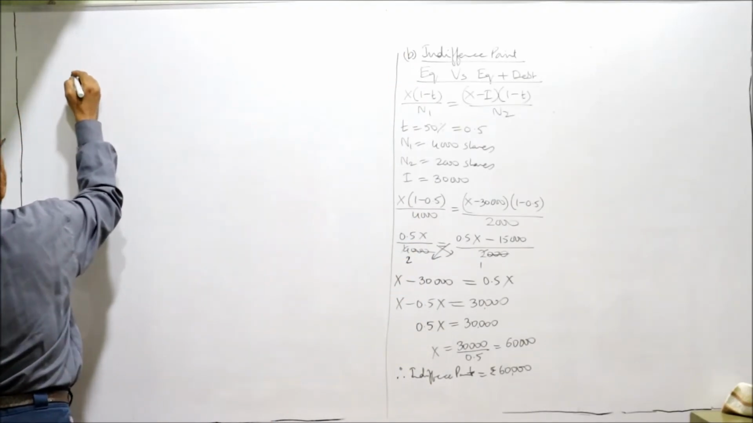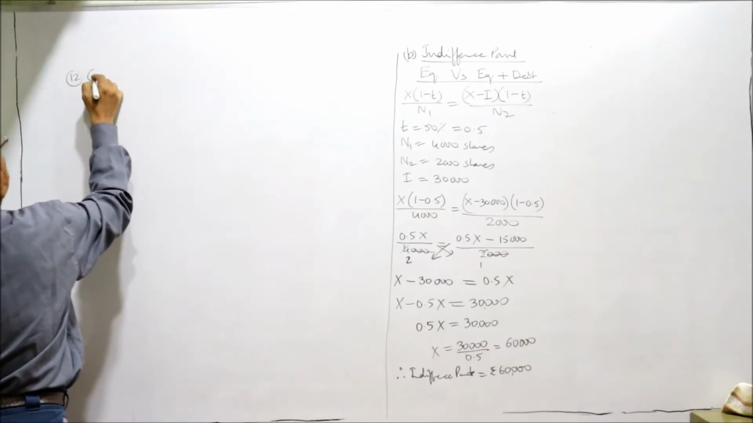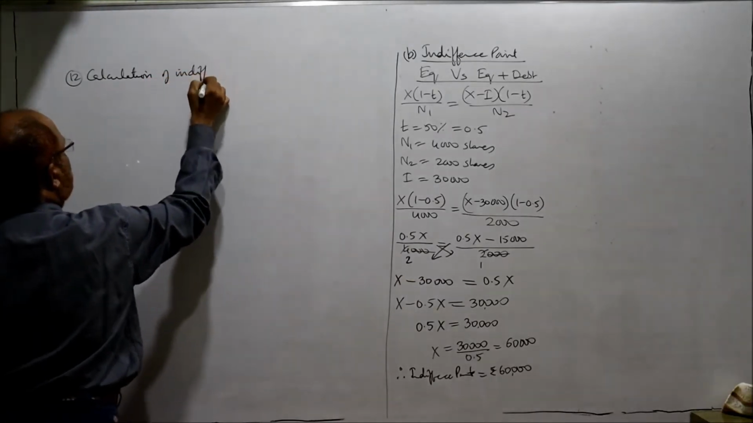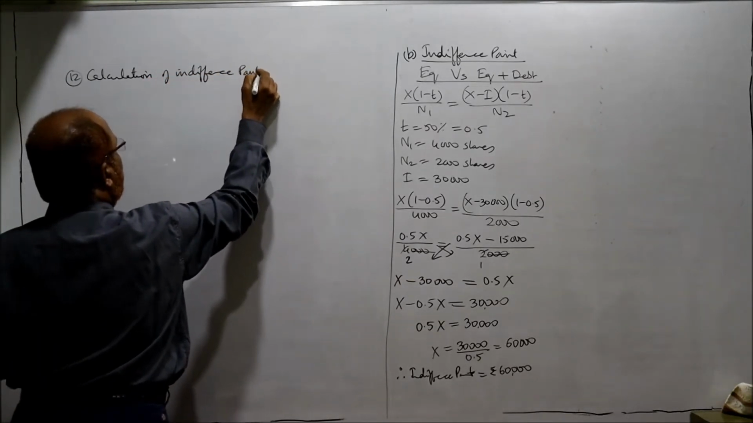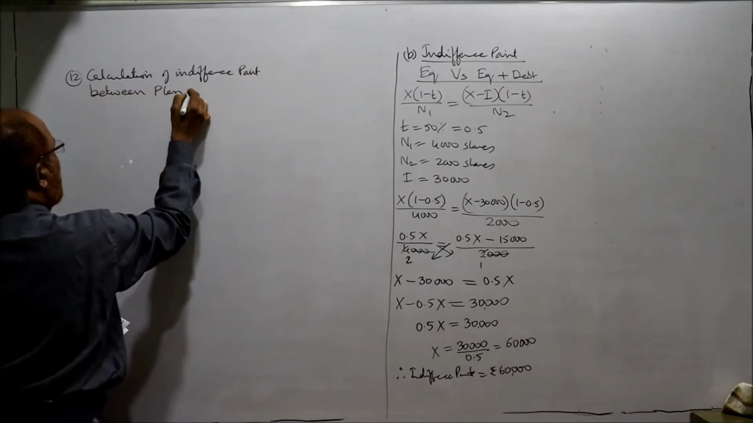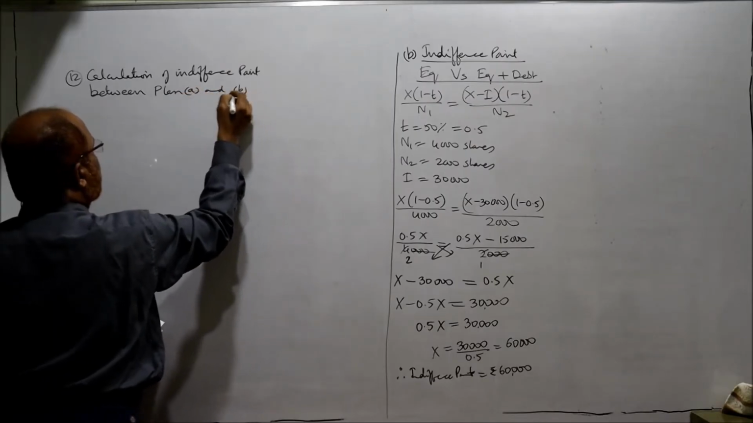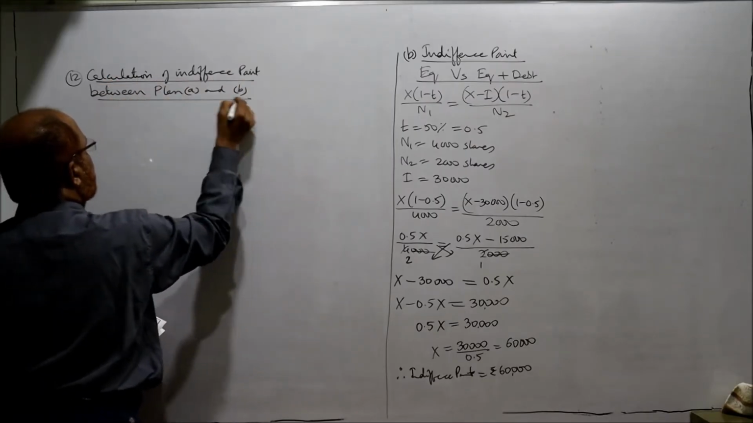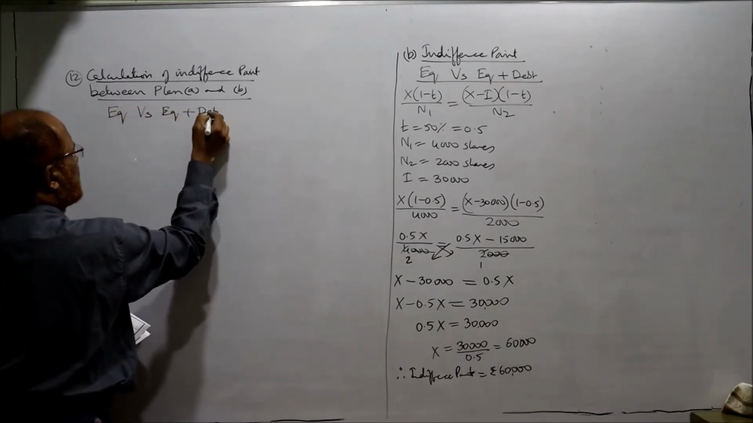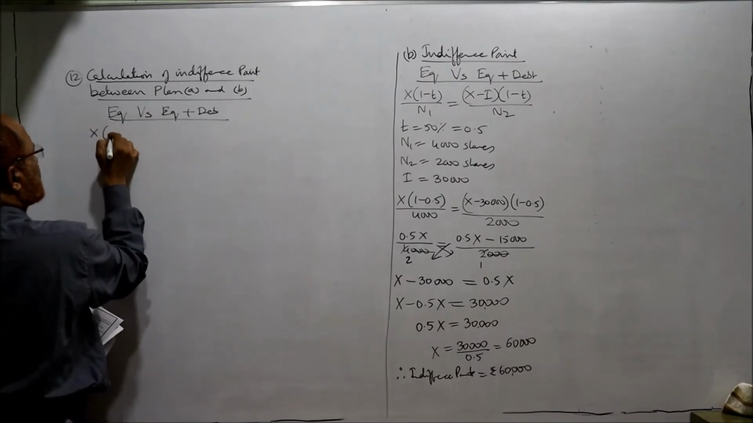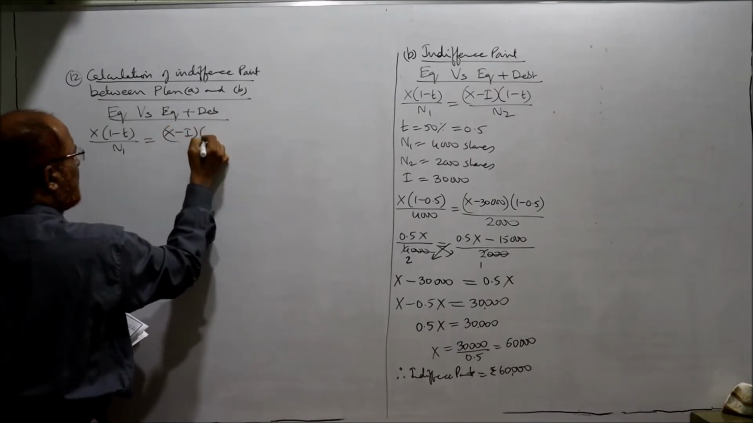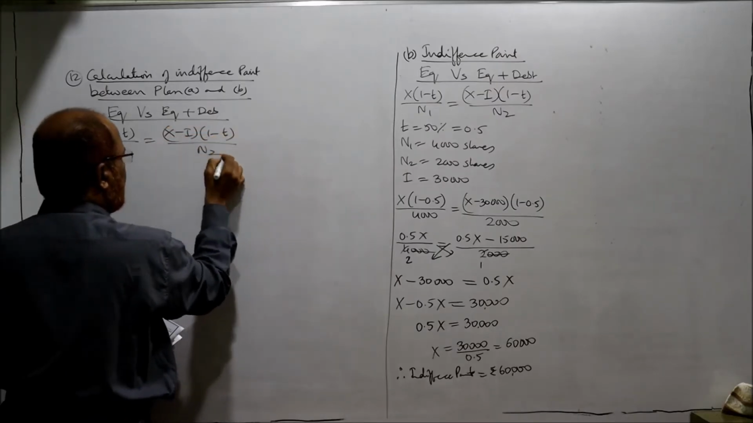This is problem number 12. Calculation of indifference point between plan A and B. Equity versus equity plus debenture. X into 1 minus t divided by N1 is equal to X minus I into 1 minus t divided by N2.